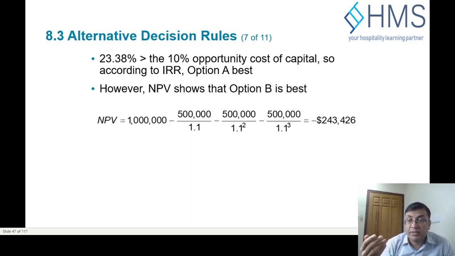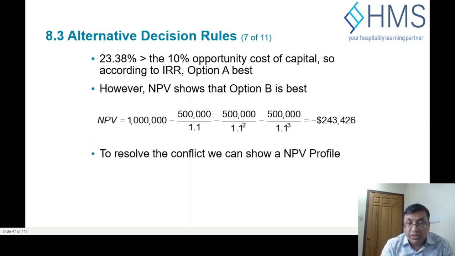So what should be the decision? Should we take the money now, or should we pay over 3 years? Definitely from the NPV point of view, we should be paying in the next 3 years. We should not take the money now, right? But the IRR method says that option A is better because the return is 23.38%. It's a reverse situation, right? So in this case, a higher IRR denotes a lower-value investment.